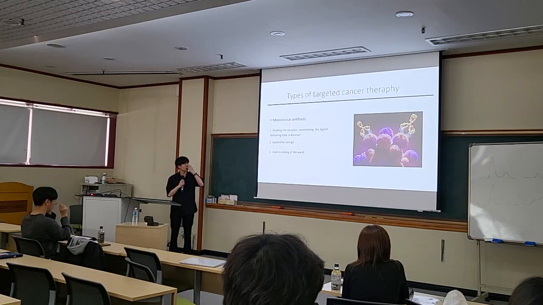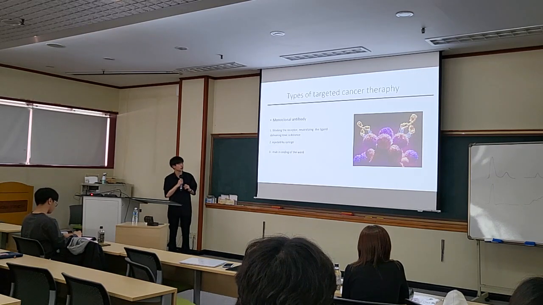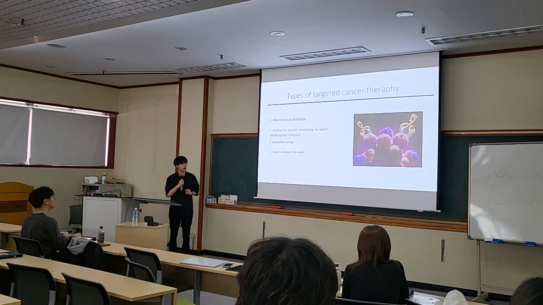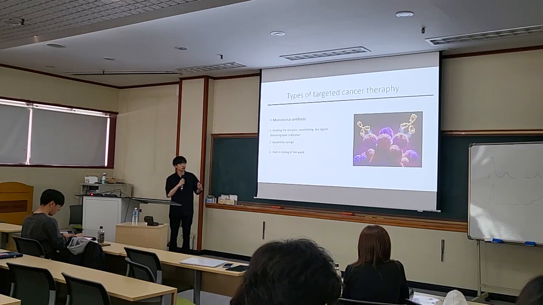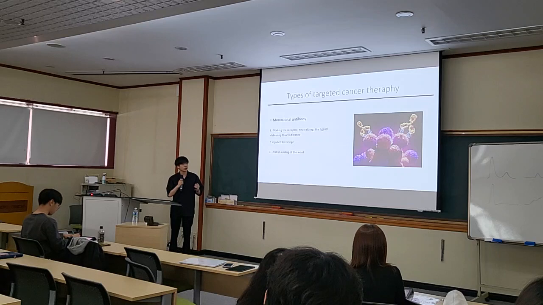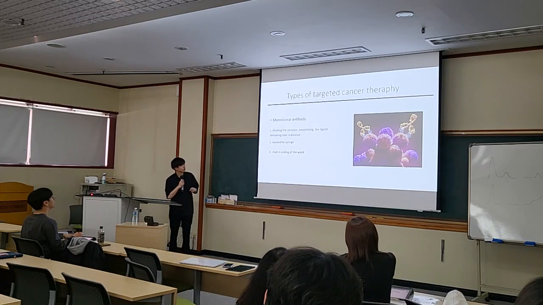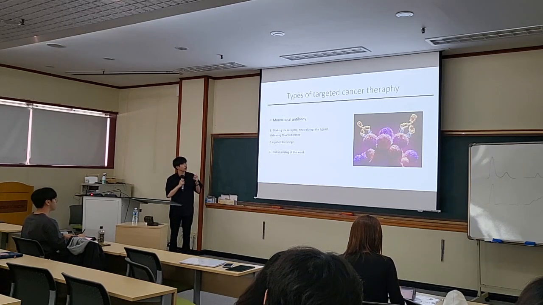We can divide targeted cancer therapy into two types. The first type is monoclonal antibody, one of the antibodies that we learned about in the last lecture. It blocks the receptor or neutralizes the ligand, and it can also deliver a toxic substance directly to the cancer cells. It is a protein, so it could be denatured during digestion, so it should be given by injection. MAB, meaning monoclonal antibody, is at the end of the name of the drug.